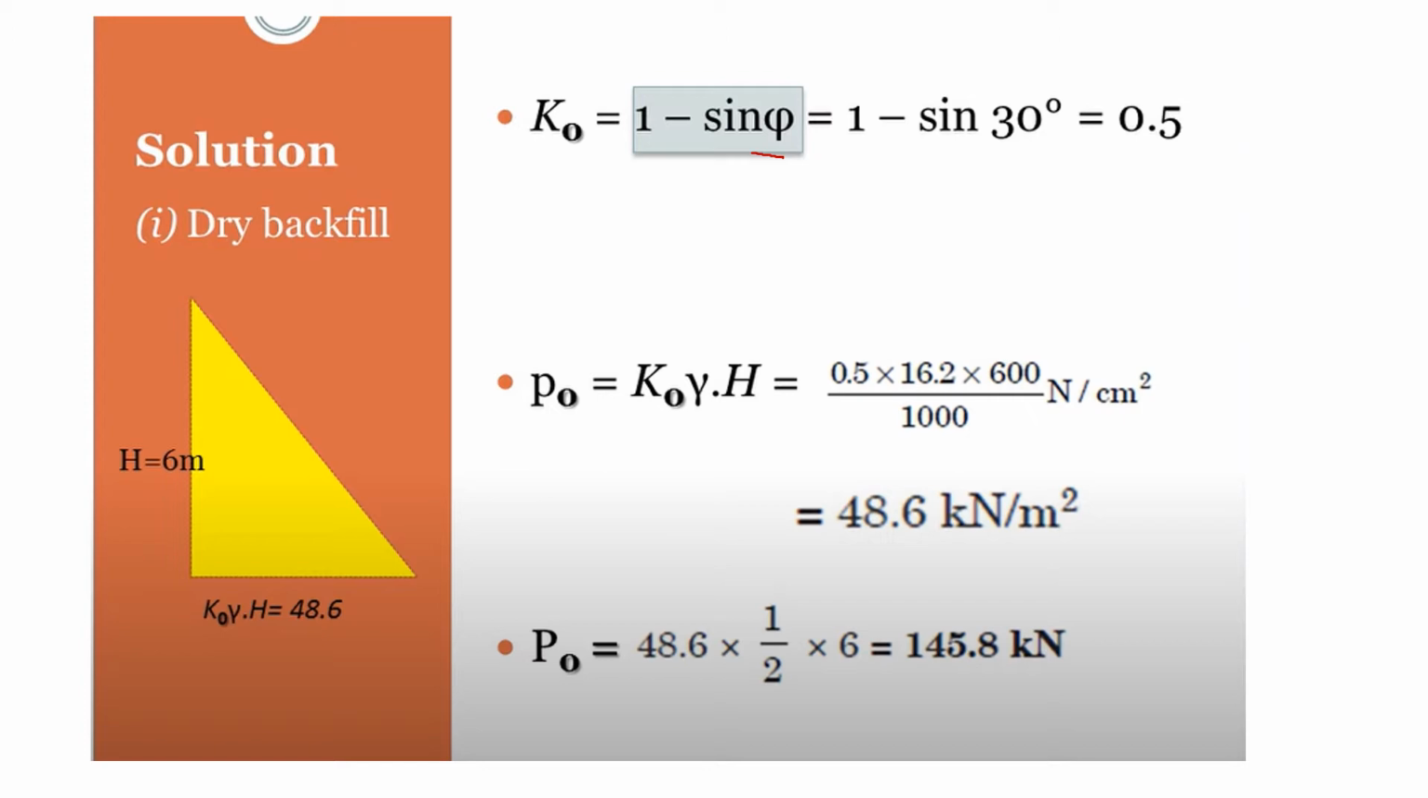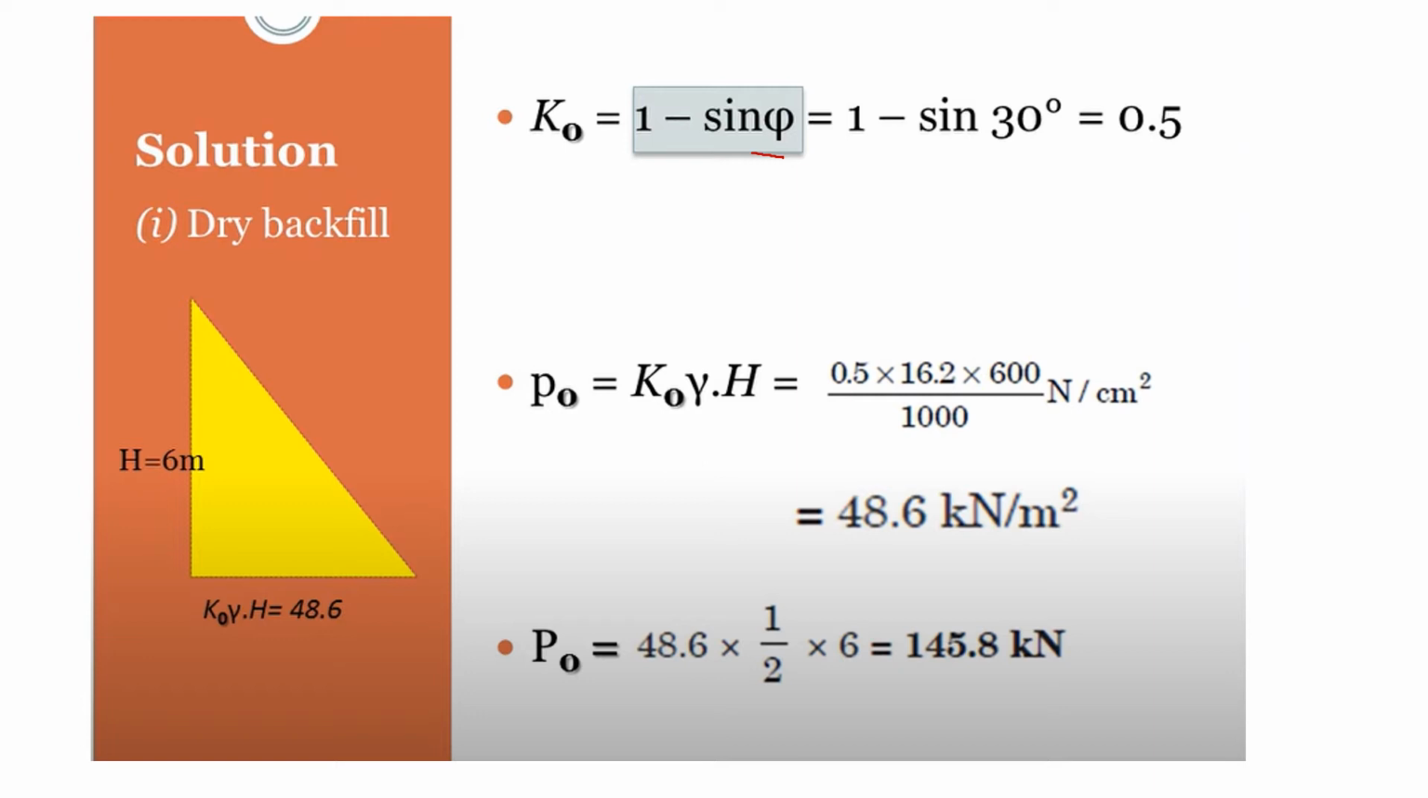And in the first case, there is no water table given. So using the formula for the earth pressure at rest, which is given by Ko into gamma into H, where gamma is the bulk unit weight and H is the height of the retaining wall. Substituting the corresponding values, we will be getting the earth pressure at rest as 48.6 kilonewton per meter square. And you are asked to find out the force.